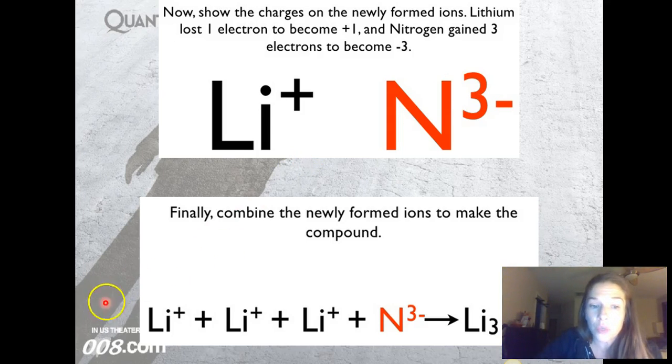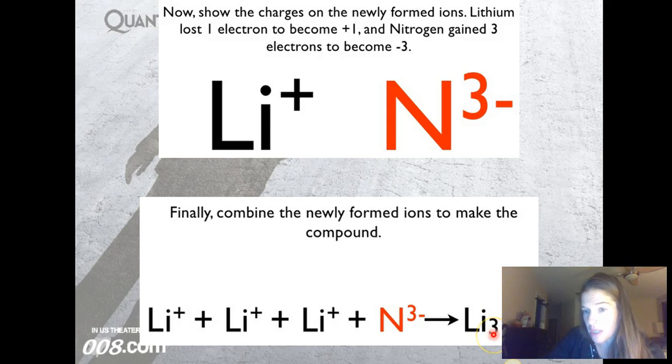Now we had to use 3 lithiums in order to completely fulfill that octet of the nitrogen. So now to write the compound, you would have to say Li, and then you put a subscript 3, which means we use 3 of them. There are 3 lithium atoms bonded to 1 nitrogen atom. Okay, so you're going to say 3 positive lithium ions plus 1 nitrogen ion, which has an overall charge of -3 because it's taken on 3 electrons, which will give us Li subscript 3 N.